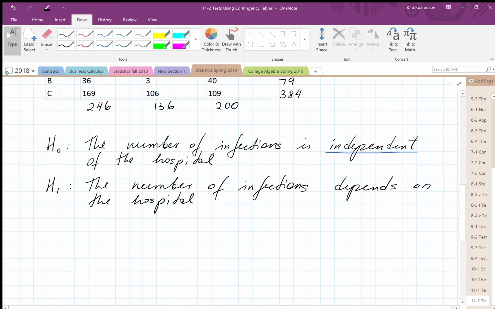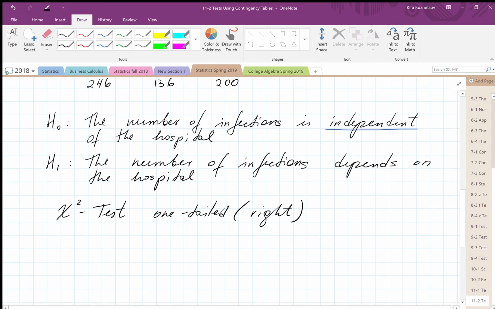What we're going to be doing is we're going to be running a chi-square test. Remember, all chi-square tests are one tail, right. It's always on the right.